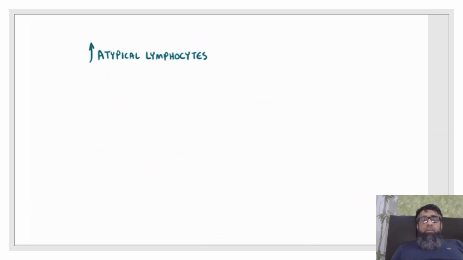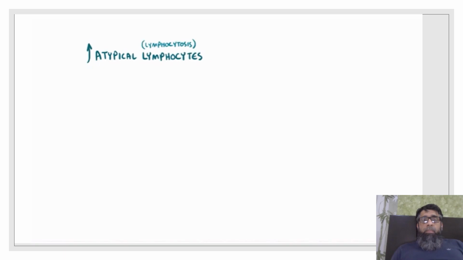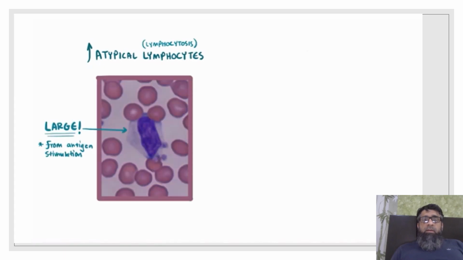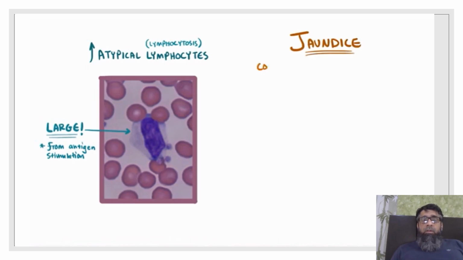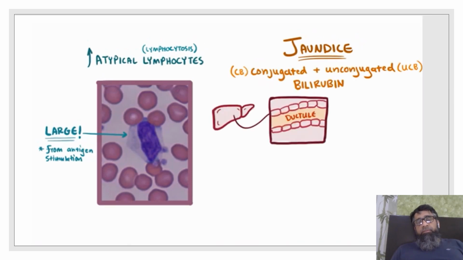So here come atypical lymphocytes as well. These lymphocytes are large. They arise from antigen stimulation in the liver, and also there is appearance of jaundice. Both conjugated and unconjugated bilirubin increase.